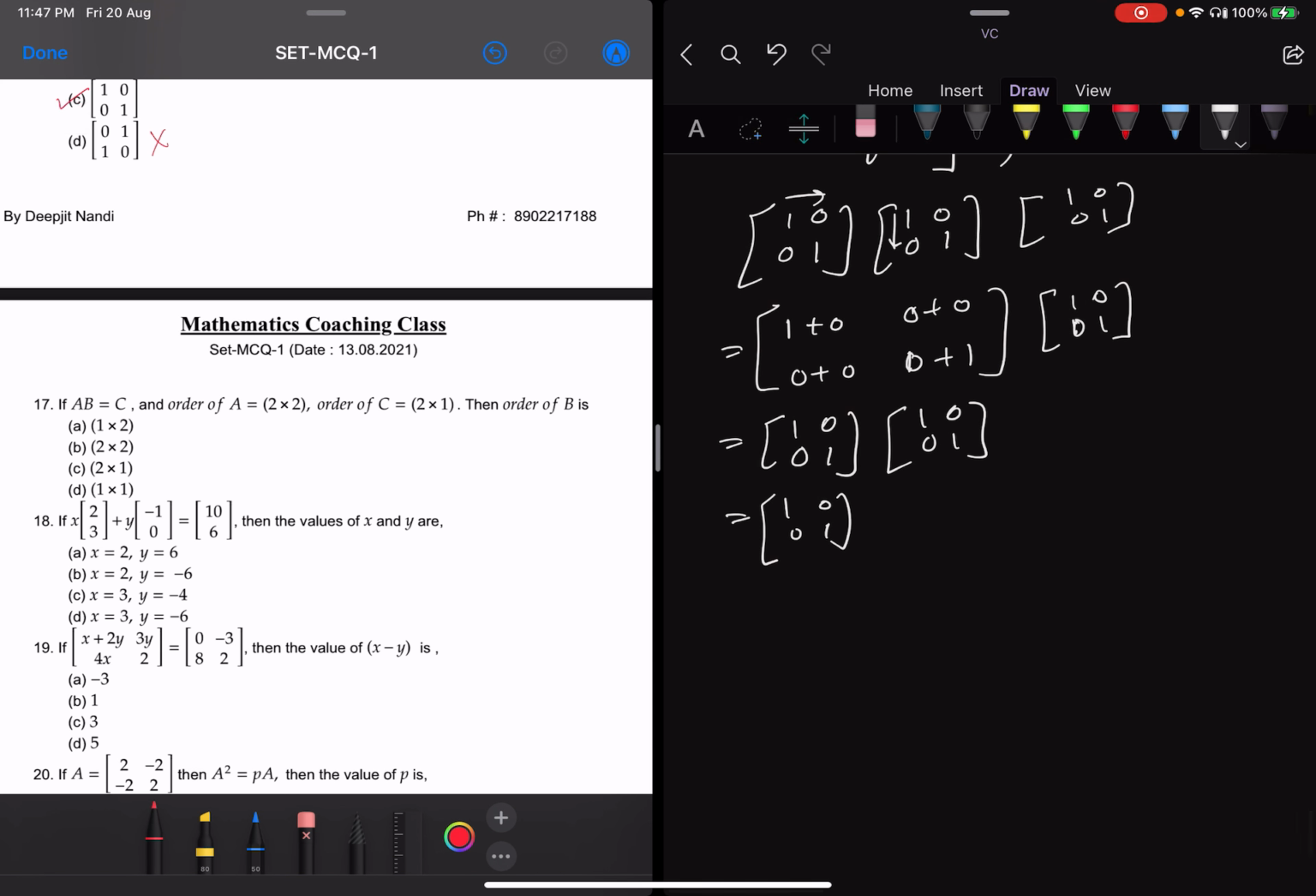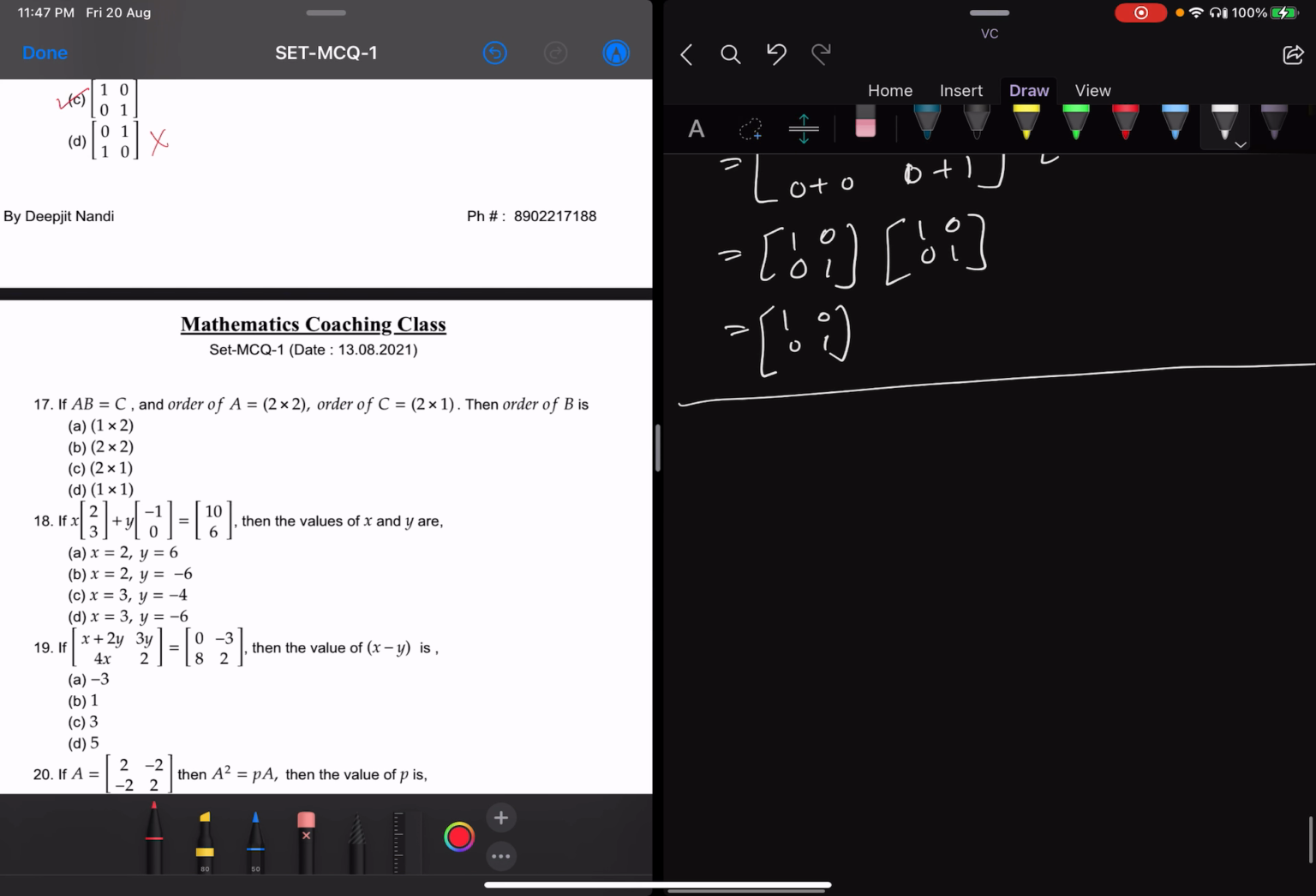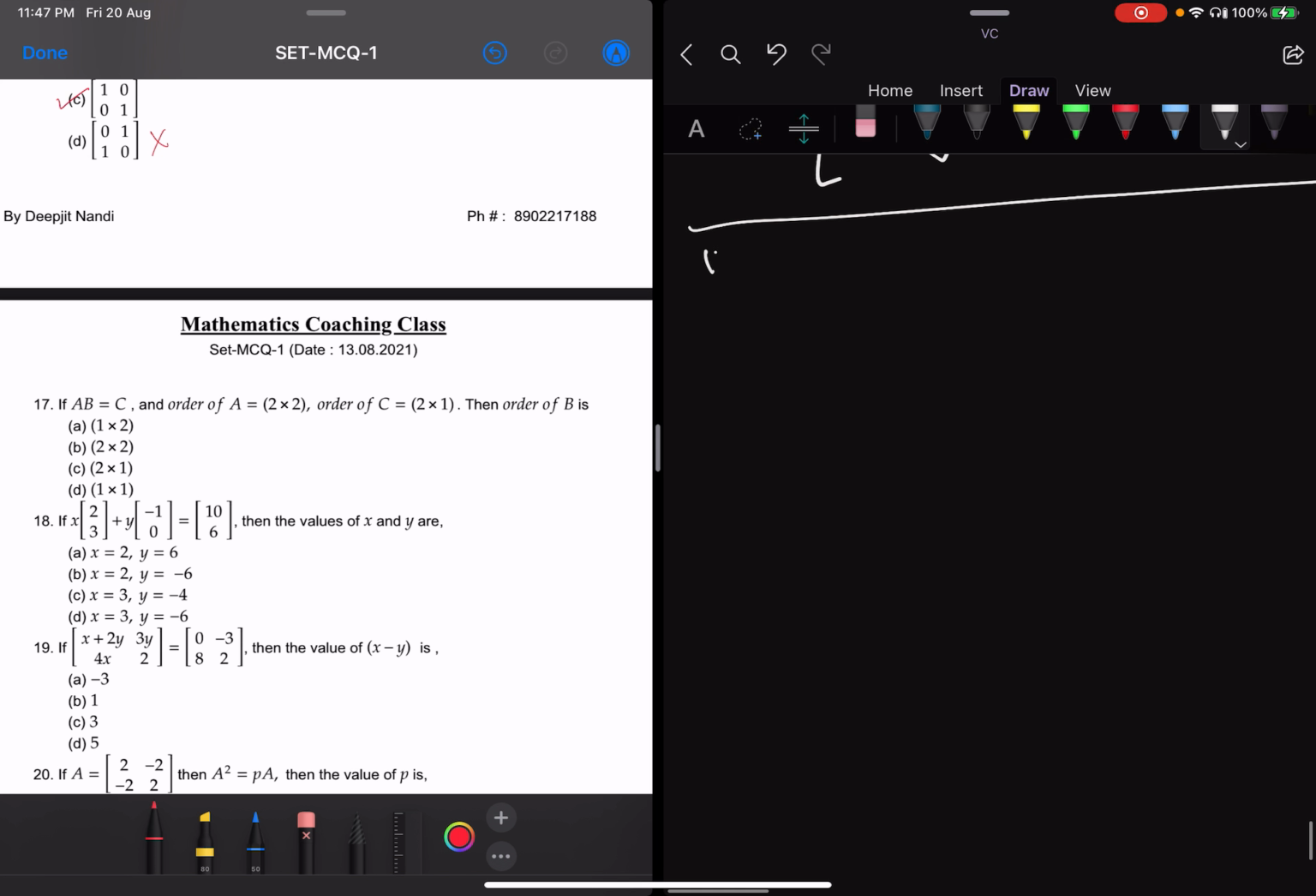Now let us check the next matrix question. This is question number 17. It is given that AB equals C. Now the order of A is 2 cross 2. The order of C is 2 cross 1.